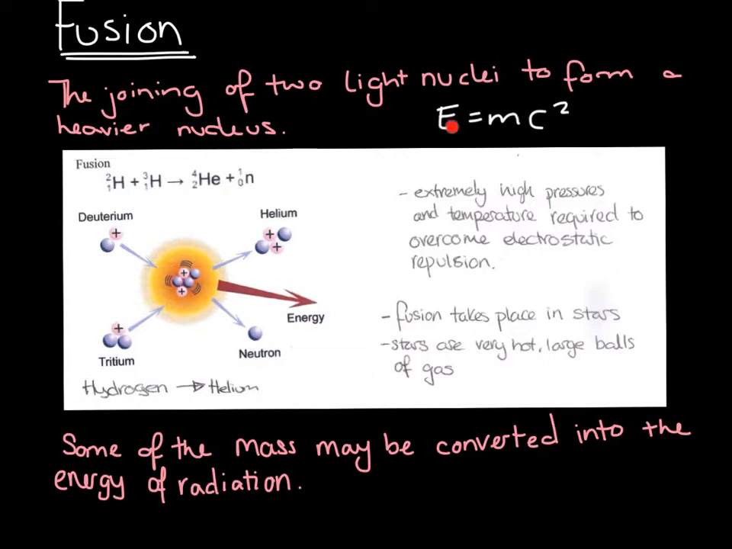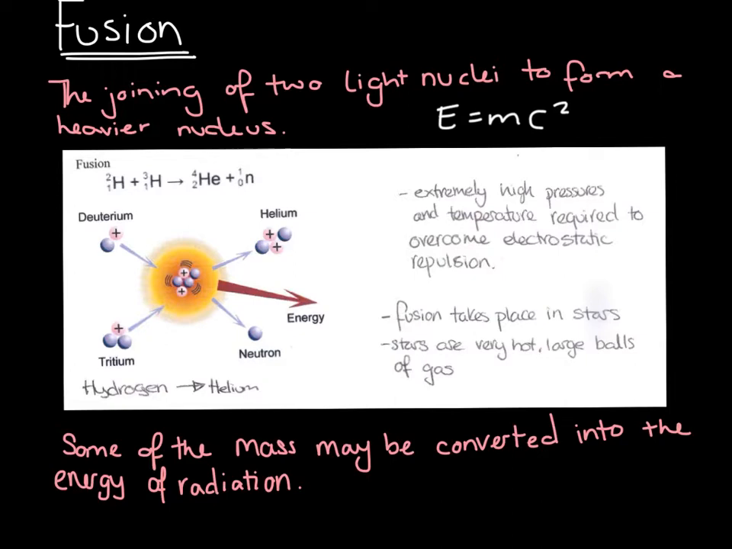And this is saying that energy is equal to mass times the speed of light squared, and it means that you can convert mass into energy and energy into mass. And what's happened here is that we've converted some of this mass into energy, and the more mass you have, the more energy it would be converted into. So that's where the energy is coming from. It's because there's this change in mass.